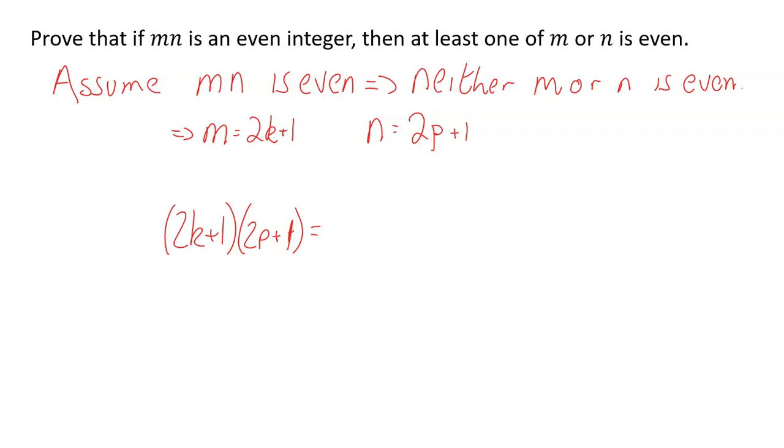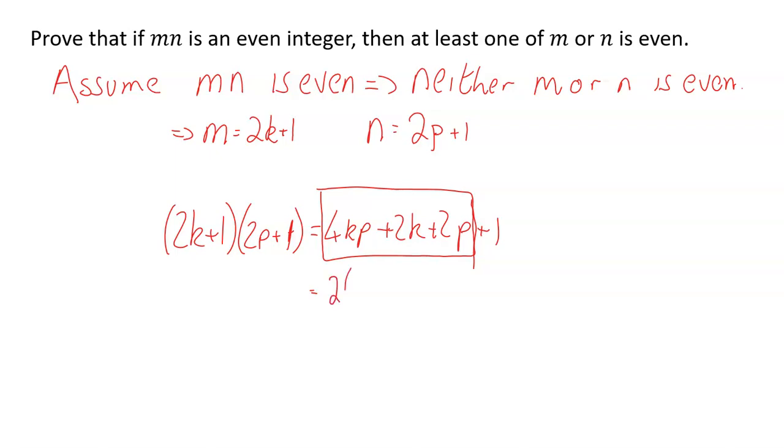If I expand that bracket out, I'm going to get 4kp plus 2k plus 2p plus 1. Now, if I focus on just this section here, what I'll notice is that each term there has a common factor of 2. So I can take a common factor of 2 there, and I'll have 2 bracket 2kp plus k plus p, and then plus 1.